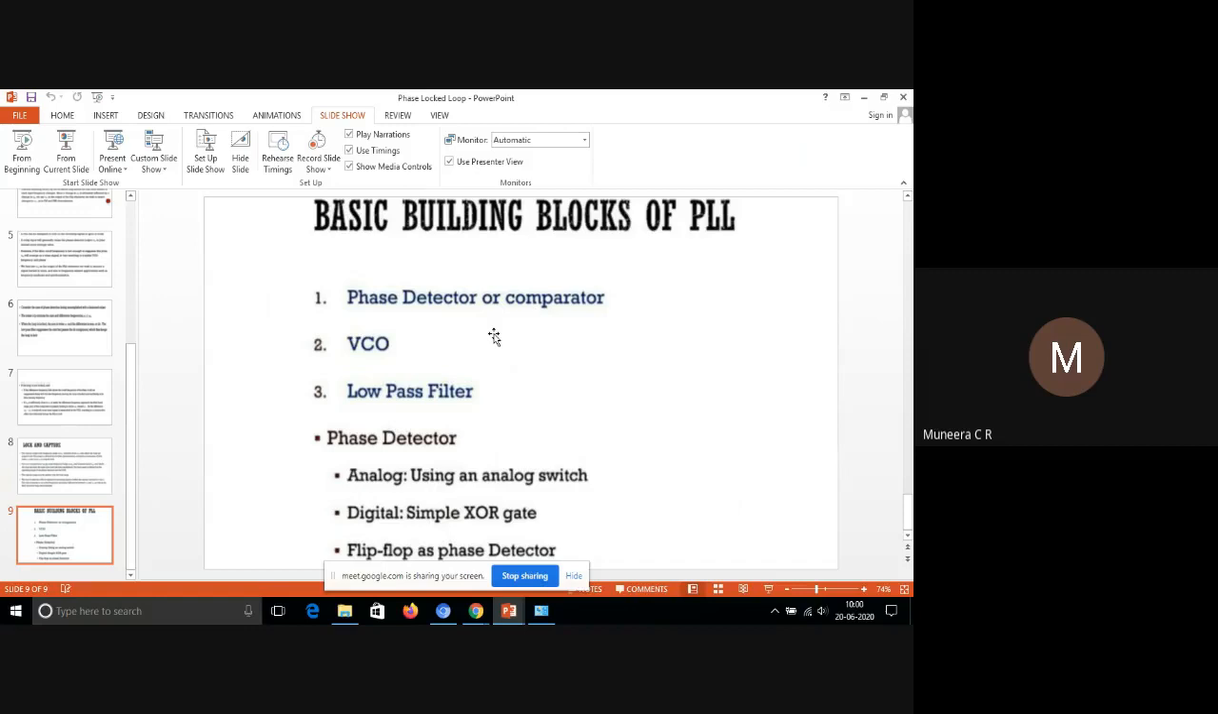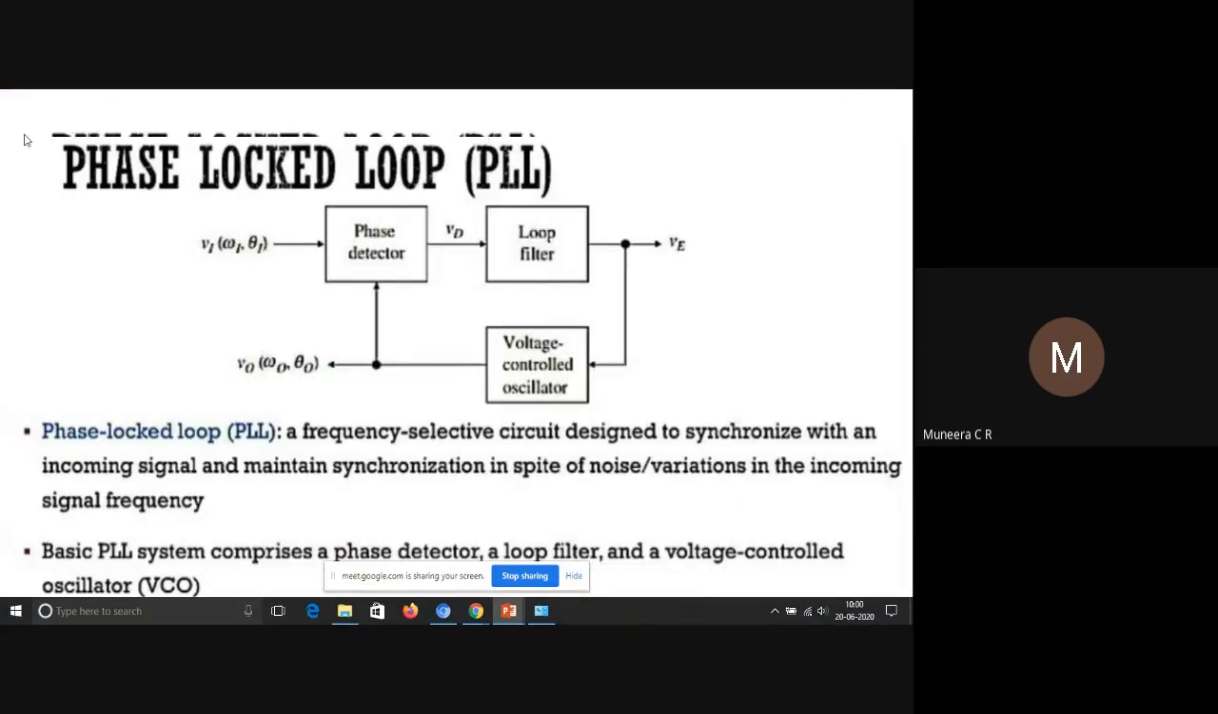PLL, the phase locked loop. A phase locked loop is a frequency selective circuit designed to synchronize with an incoming signal and maintain synchronization in spite of noise variations in the input signal frequencies.